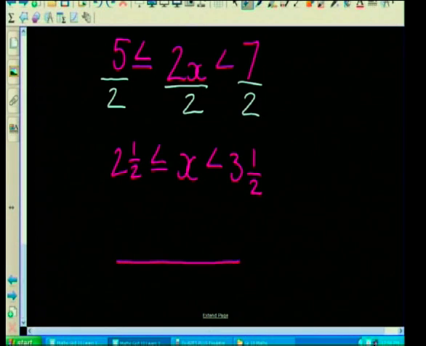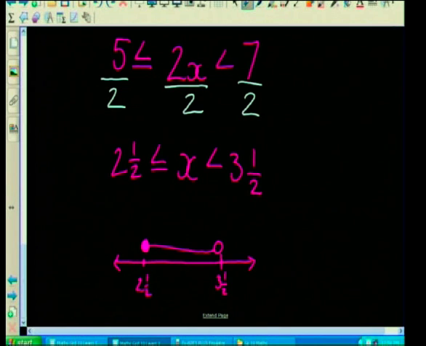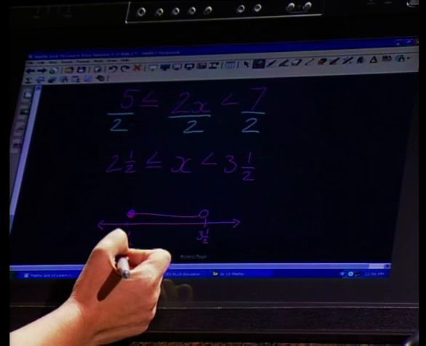The way we would illustrate this on a number line is you would plot your important numbers, 2.5, 3.5, and x is between them. And of course the dot above 2.5 is colored in because there is a line underneath the inequality indicating that x can be 2.5 as well.